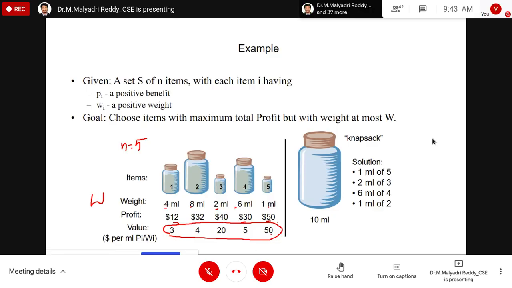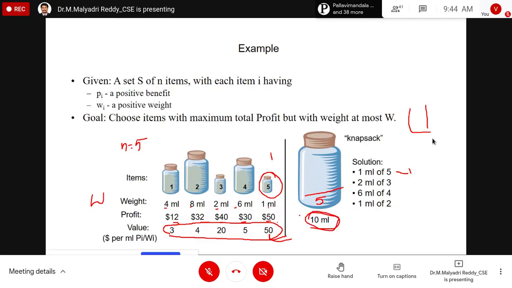We have to choose the maximum profit with the weight. This is 50. So that is the first item I have to fill. What is the weight available? 1 ml for item 5. This is the first item I am inserting into the knapsack, the fifth item, right? Yes, sir. What is the capacity of the knapsack? 10 ml. Yes, sir.